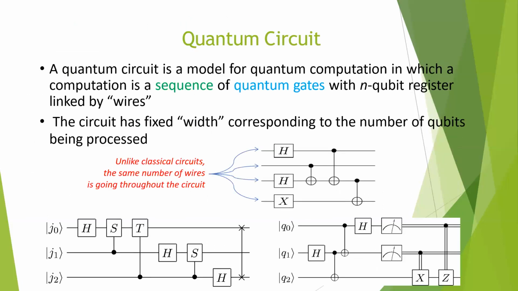Now come to quantum circuits. A quantum circuit is a model for quantum computation in which a computation is a sequence of quantum gates acting on n qubit registers linked by wires. Similar to classical circuits, which are made up of simple logic gates, quantum circuits are made up of simple quantum gates. The circuit has a fixed width corresponding to the number of qubits being processed. These are some examples of quantum gates.